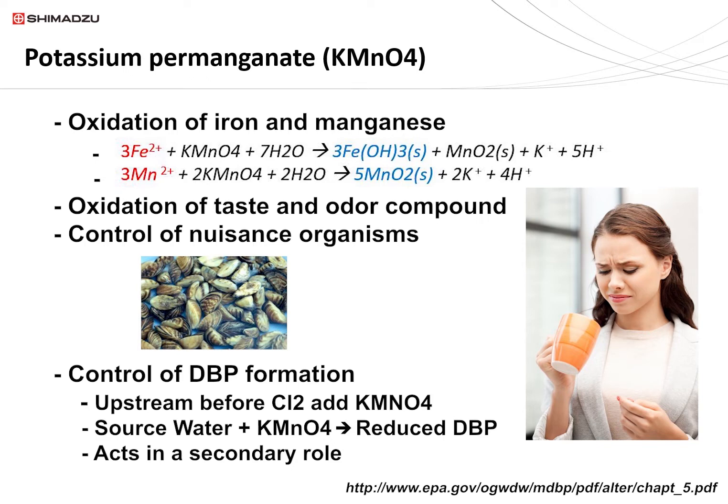The chemical can also be used to help control nuisance organisms such as Asiatic clams and zebra mussels. In a secondary role, potassium permanganate may be useful in controlling the formation of THMs and other disinfectant byproducts by oxidizing the precursors and reducing the demand for other disinfectants such as chlorine.